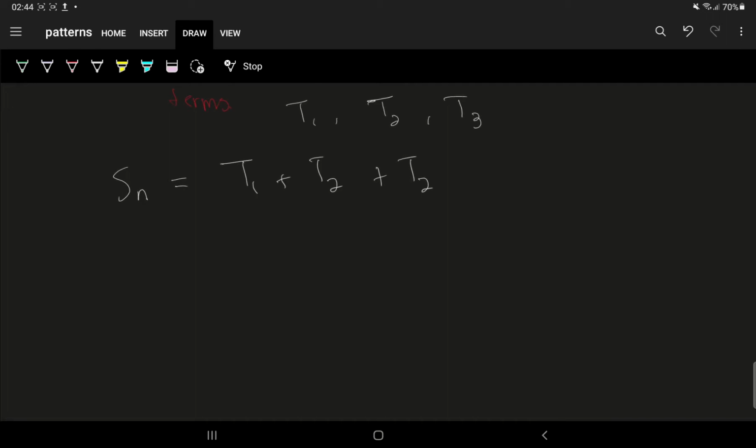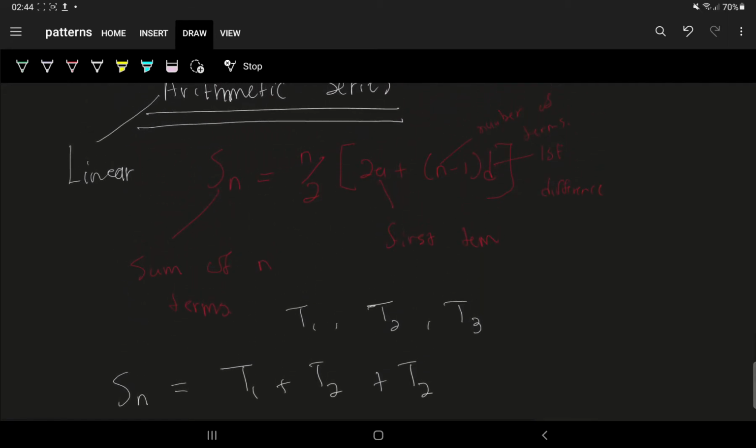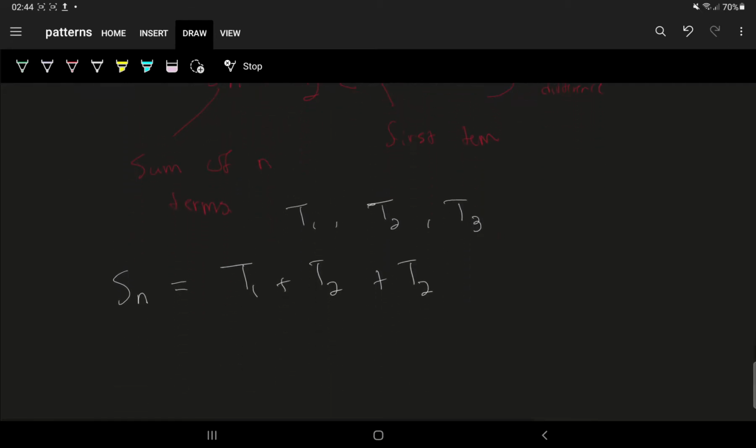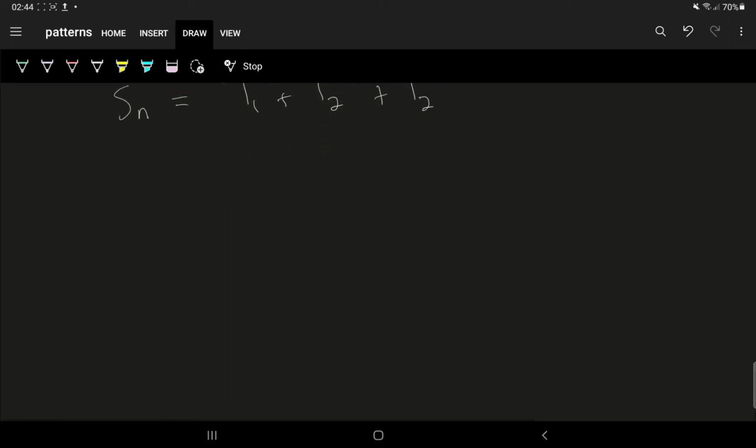When you're talking about an arithmetic or a linear series, it means the sum of the terms in the linear pattern, or the arithmetic sequence. Okay, cool. I hope you understand. So like I said, a is the first term, n is the number of the terms, and d is the difference. The only thing that changes is that n is no longer a position.